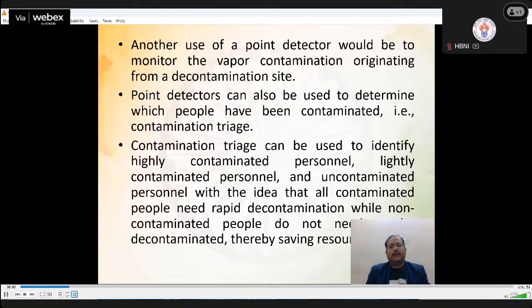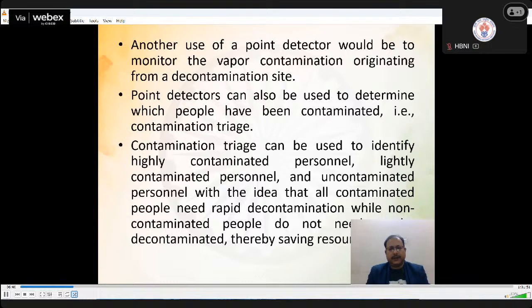It can also be used to determine which people have been contaminated. It is contamination triage. So again, with the help of this detection, we can easily ascertain that this type of people or this group of people have been contaminated, and we can easily go for the contamination triage. Triage, you all know, is the bifurcation of the victims at any incident site wherein we need to ascertain which is more contaminated, which requires immediate help, which requires delayed help. So this type of thing is also done by the point detector mechanism.